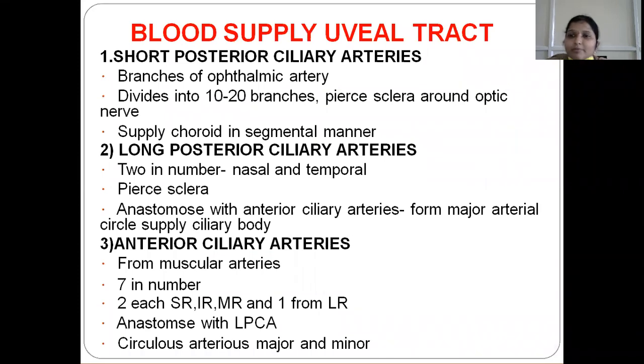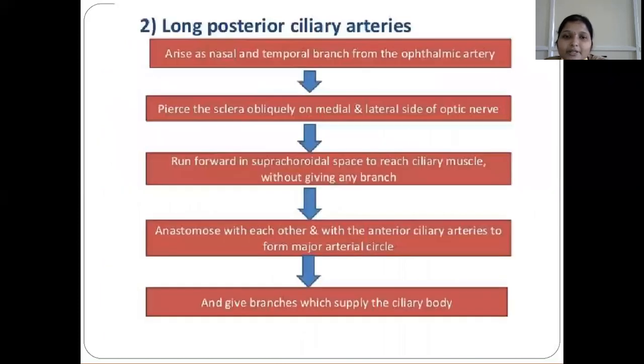Coming to blood supply of the uveal tract. The main supply of the uveal tract is by 3 major vessels, that is short posterior ciliary artery, long posterior ciliary artery, and anterior ciliary artery. So short posterior ciliary arteries, these are branches of the ophthalmic artery. They arise in 2 arteries, and they divide into 10 to 20 branches which pierce the sclera around the optic nerve and supply the choroid in a segmental manner.